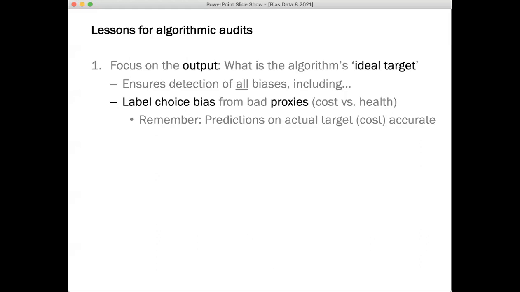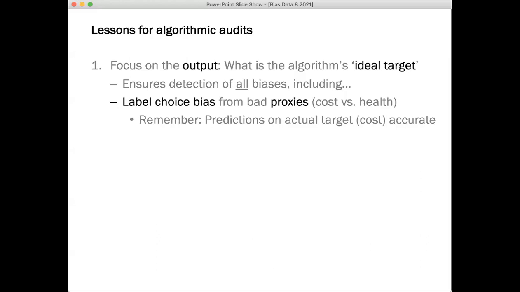And that's how we held the algorithm accountable. We looked at its predictions as a function of how well it was predicting that ideal target. And that's going to detect a wide range of biases. Failure to generalize from the training set to the test set, from the population in which it was trained to the population in which it's applied. But it's also going to detect this very insidious kind of bias that we studied, which we're calling label choice bias, because it comes from the choice to predict a label that is biased.